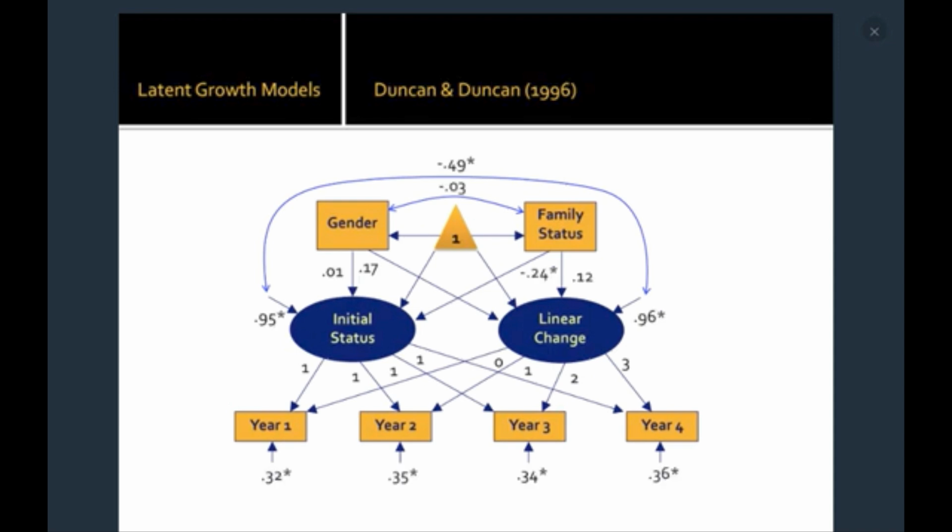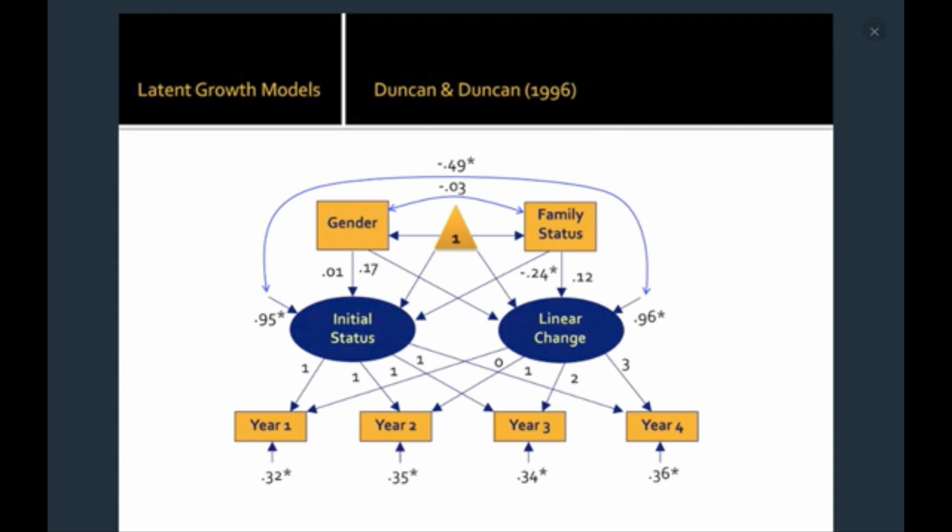This is our standardized solution. So before, the standardized solution pretty much just gave us the correlation between initial status and linear change, and that was it, except for the residual variances. Now we have a lot more numbers to work with. So that 0.49 is still very similar to what it was before, 0.49 negative, relating initial status to linear change, meaning that actually if you are higher at year 1 on alcohol use, you're decreasing more, or you're more likely to decrease in your alcohol use over time.